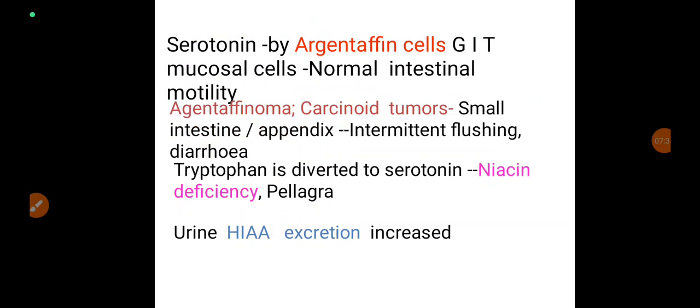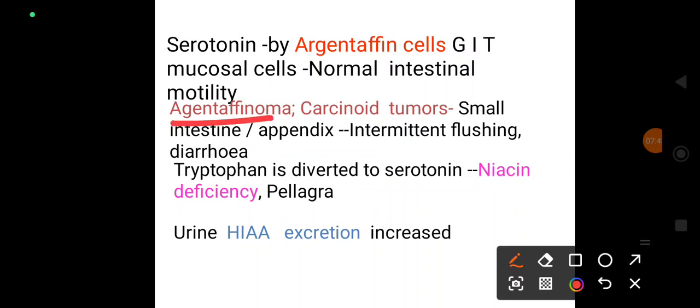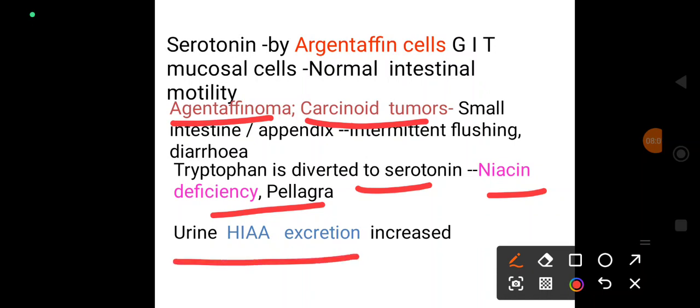Serotonin is released by enterochromaffin cells in the gastrointestinal tract. So, what happens when there is a cancer condition called carcinoid tumors? More serotonin is released, so more tryptophan is diverted for the release of serotonin. So, the patient shows niacin deficiency and pellagra-like symptoms. Also, 5-HIAA excretion is increased, because more excretory product is formed when there is excess serotonin.